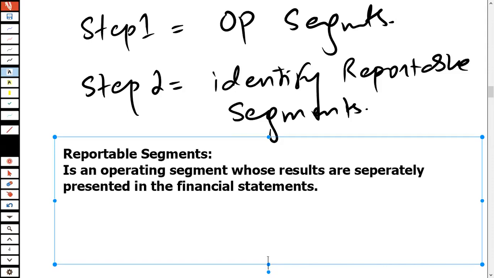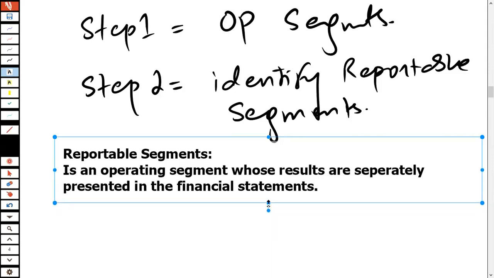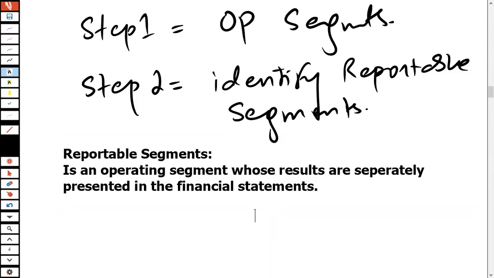So your operating segments whose results are separately presented in the financial statements are going to be considered as your reportable segments. I repeat, what is a reportable segment? A reportable segment is your operating segment whose results are separately presented in the financial statement.